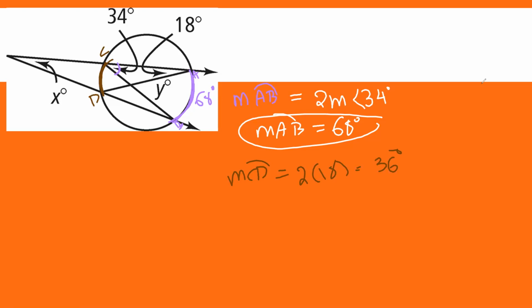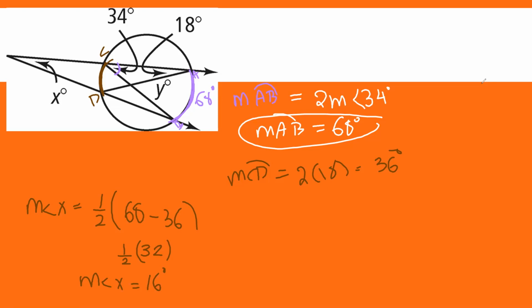Now, what is the measure of x? The measure of the angle x here will be, if we know the big and the small arc, half of the difference. Half of 68 minus 36, divided by 2. 68 minus 36 is 32. Half of it. So the measure of angle x will be 16 degrees.